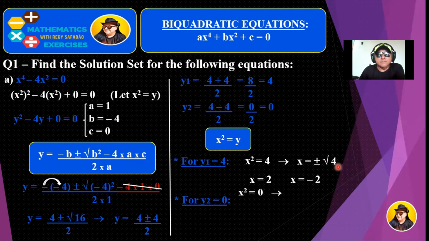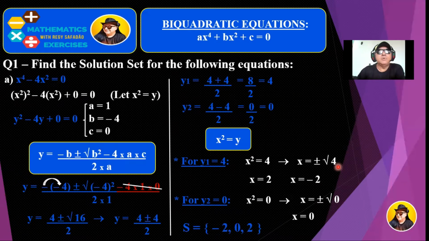And next, x squared is 0, then x is plus or minus root of 0. Well, obviously 0 has no sign, okay? 0 is neither negative nor positive, all right? So I wrote it there only to make you understand. So 0 is 0, all right? So we've come to the end of another question. The solution set is -2, 0, and 2. All right? Let's see question B.